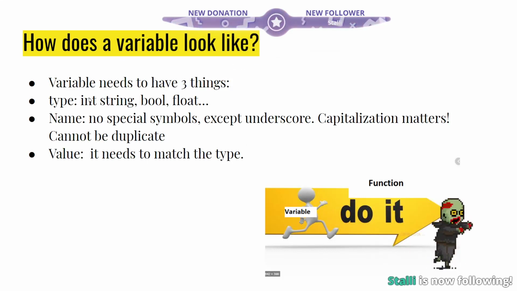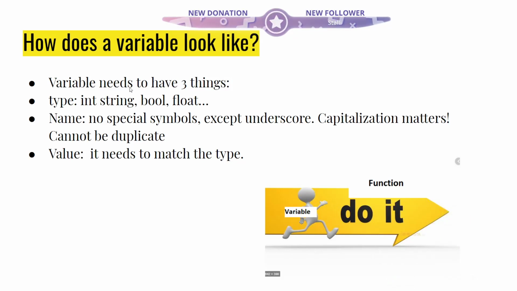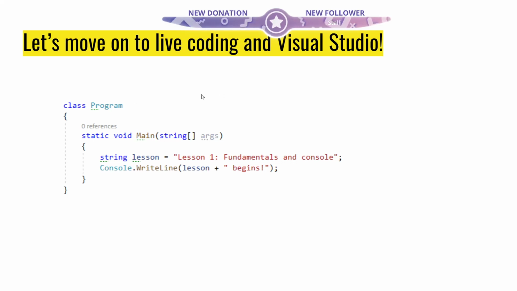And a variable basically takes 3 things. A variable needs a type, a name, and a value. And here is a super high level illustration of what it is. So a function takes a variable and it basically does all sorts of things with that variable. In this case, do it, and the variable just runs across the variable a human. So lesson 1, fundamentals in console, begins.